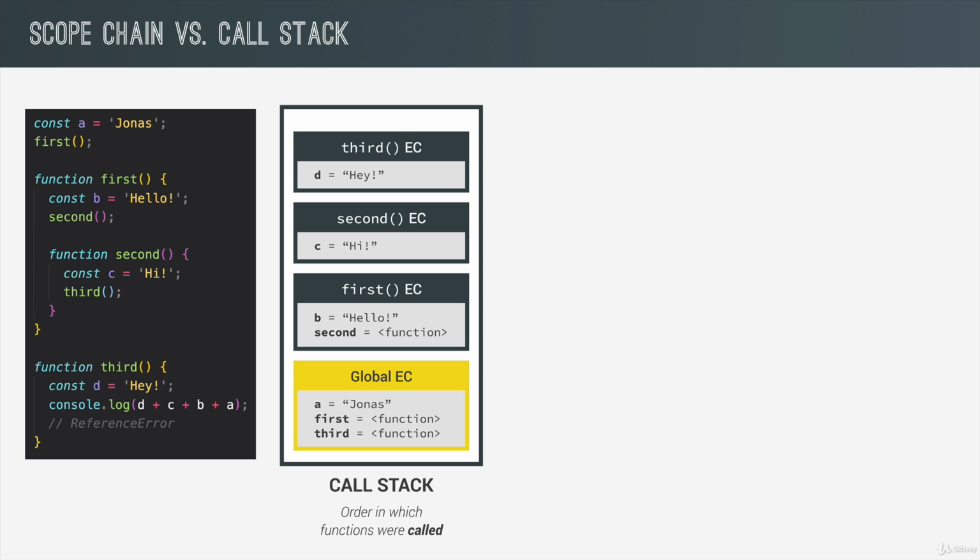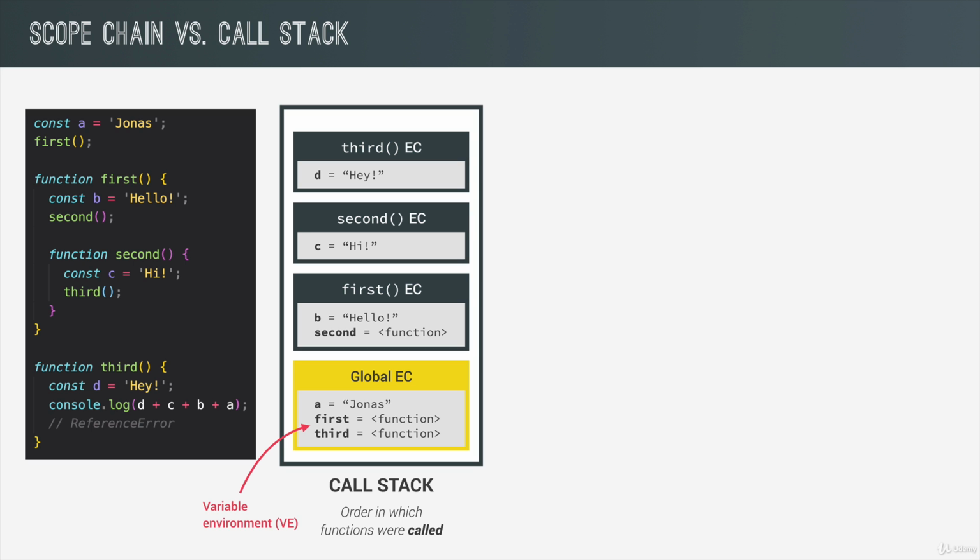I also included the variable environment of each execution context. For now, all this has nothing to do with scopes or the scope chain, alright? All I'm doing is creating one execution context for each function call and filling it with the variables of that function. And you can pause the video here for a moment to understand the content of each variable environment.